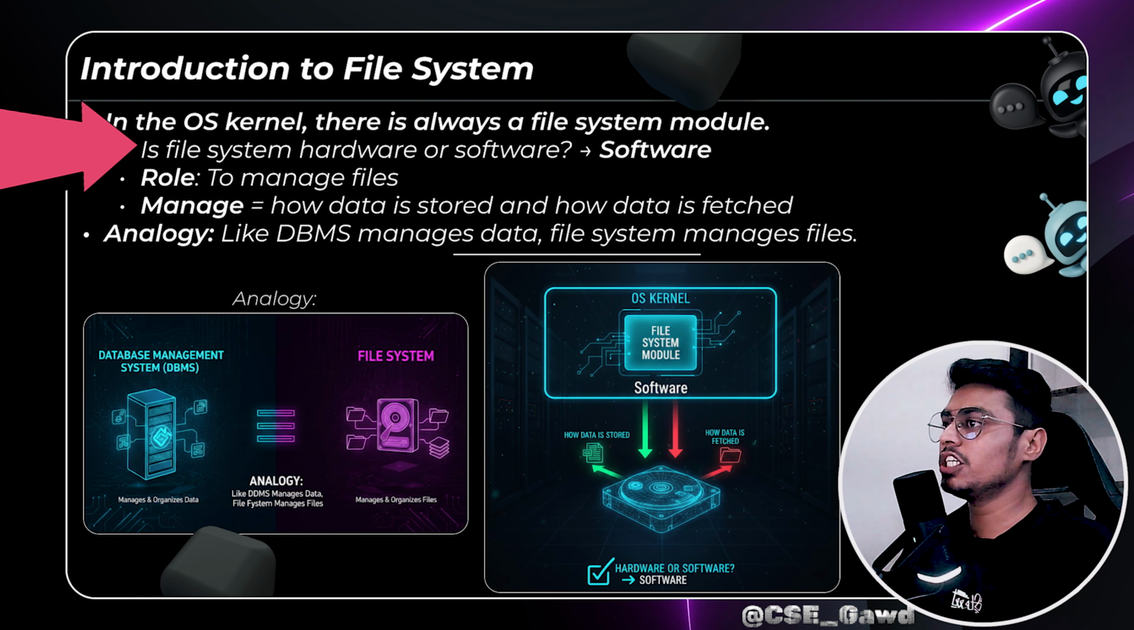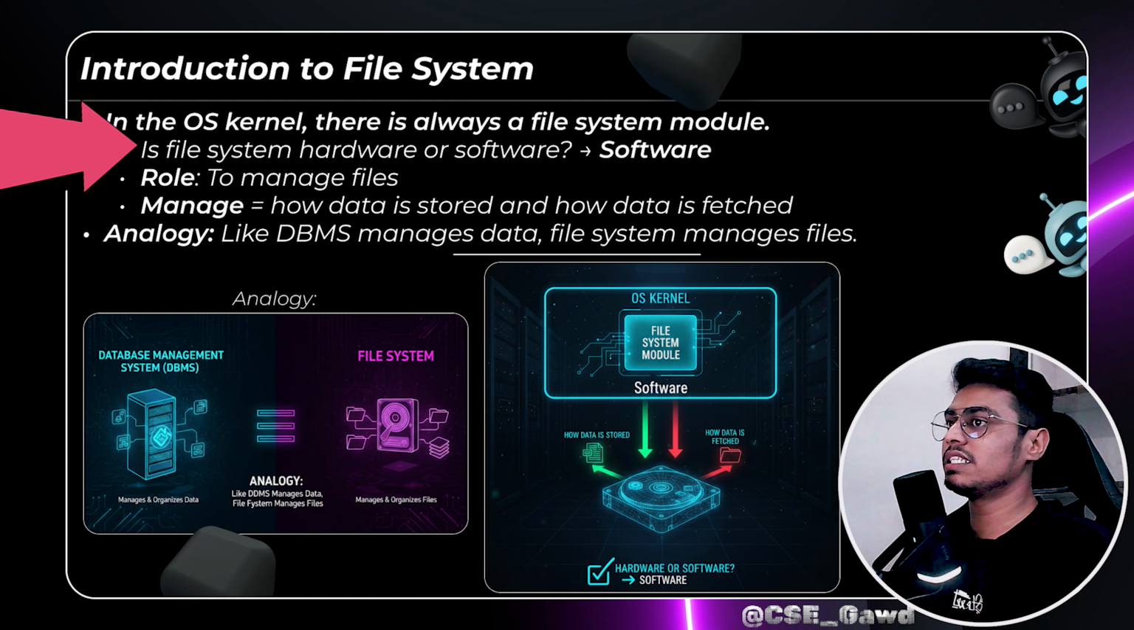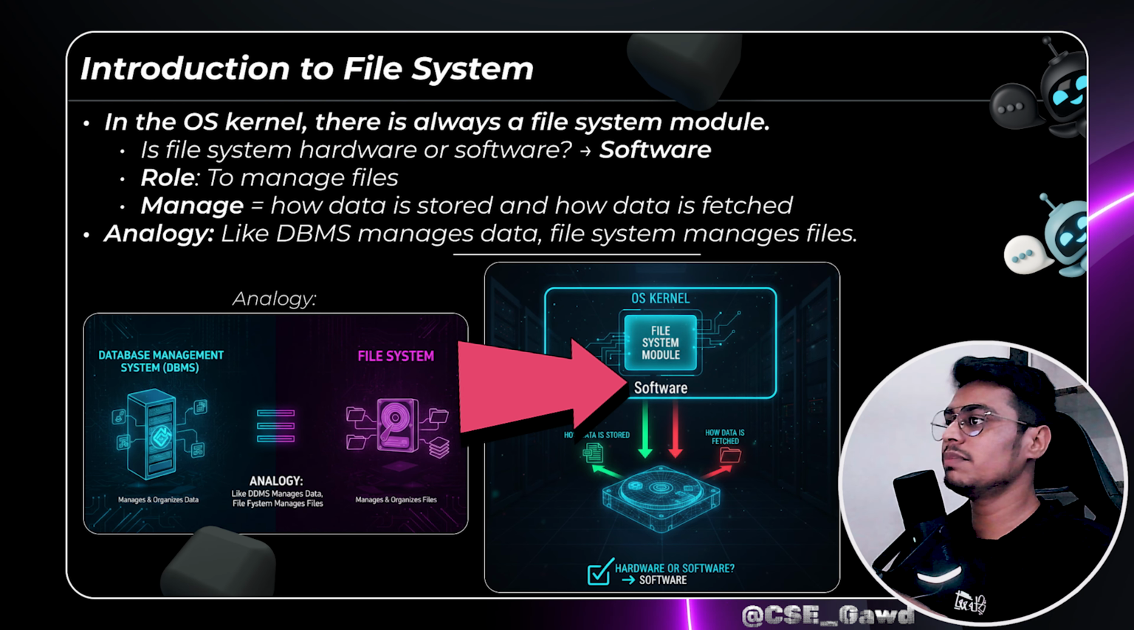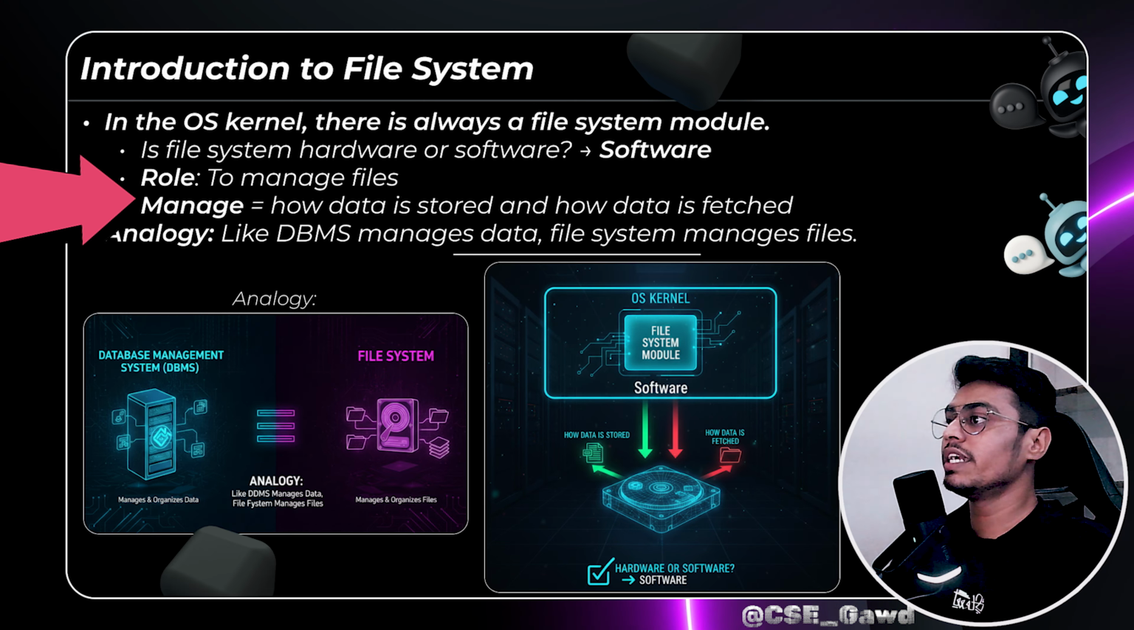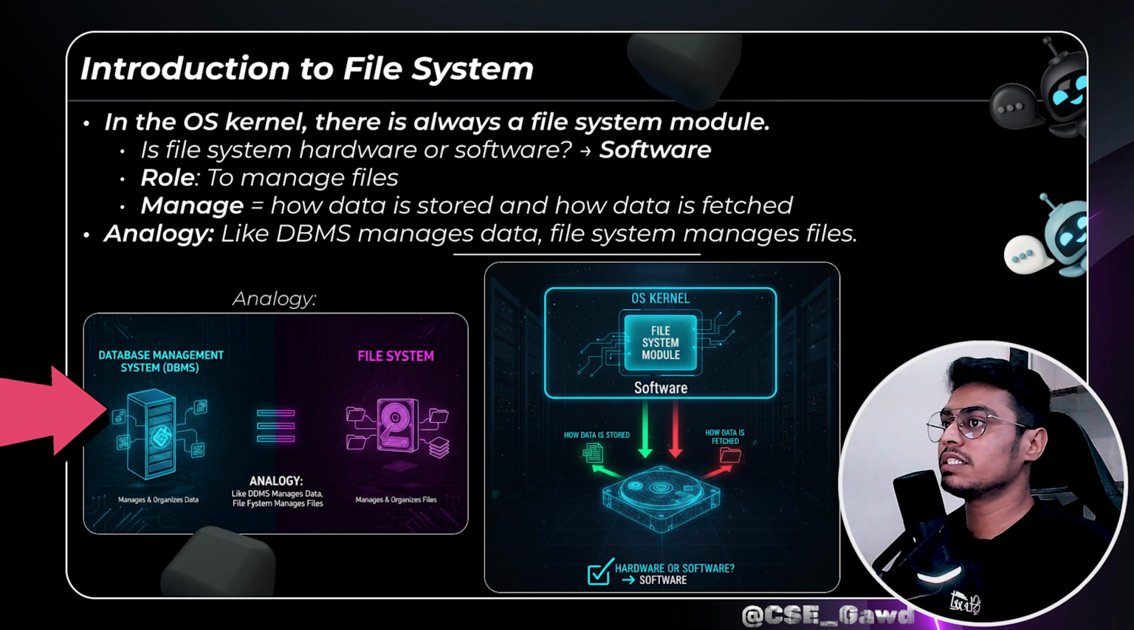So what is the first point covered here? Is a file system hardware or software? File system is software. If it is software and comes under the operating system, what work does it do? It manages files. Now what is the meaning of manages here? How the data will be stored and how the data will be fetched. Like we discussed in DBMS. What is DBMS? Database management system, which manages the data. This means how the data will be stored, and if the data is stored, how it will be fetched.